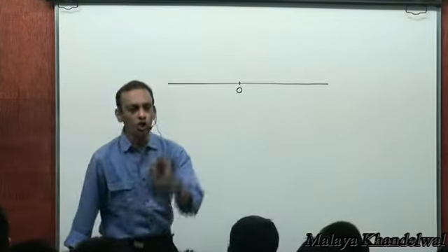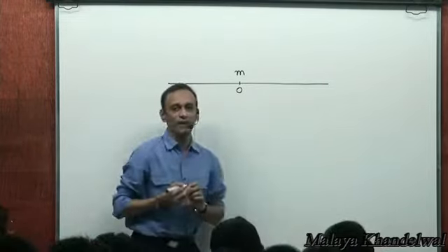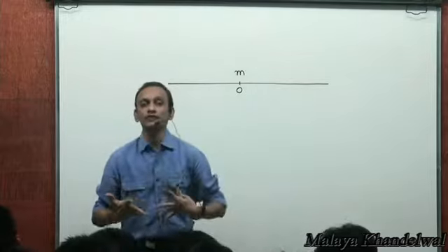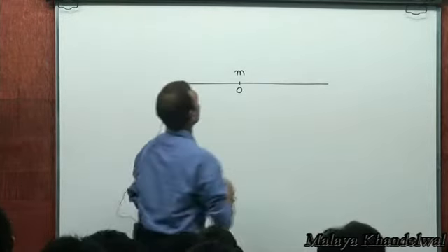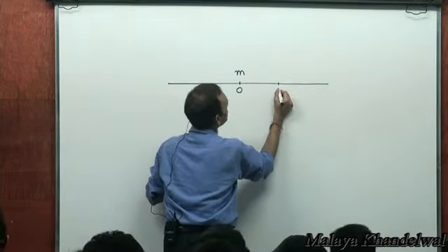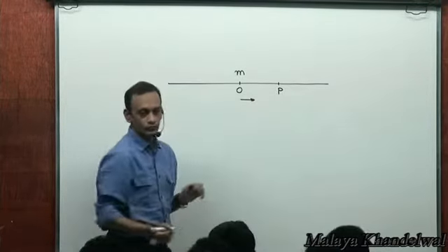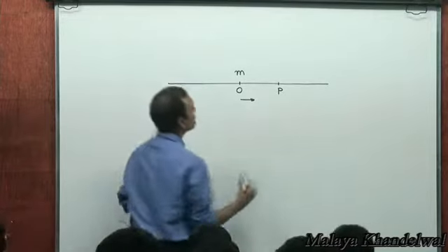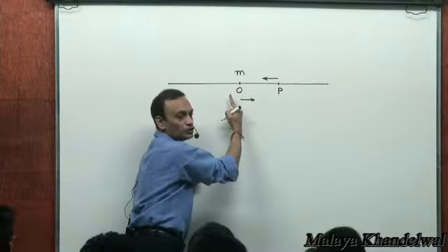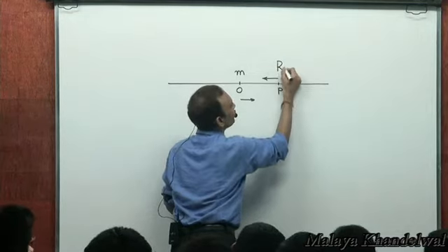Let's say there is a point O where you find a particle of mass m, and the particle is subject to forces such that any attempt to displace the particle to a point P, to the right of O, there is going to be a force that would want to bring the particle back to O. This force is a restoring force.